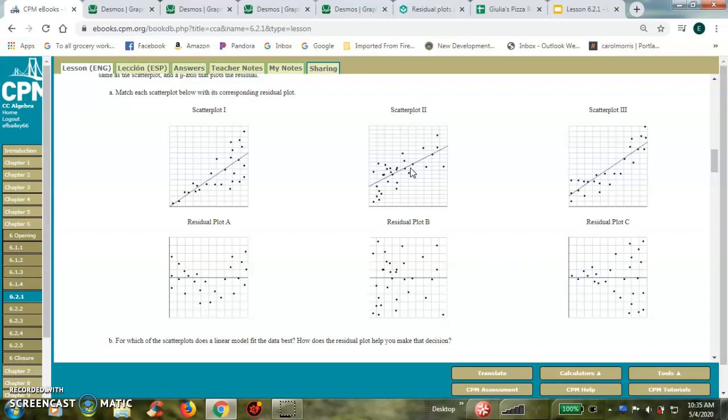All right, so the best linear model, if you have to pick one, is scatter plot 2, even though I don't think this is all that great. I might be looking for some other information. Let's just say it's kind of weak in strength.